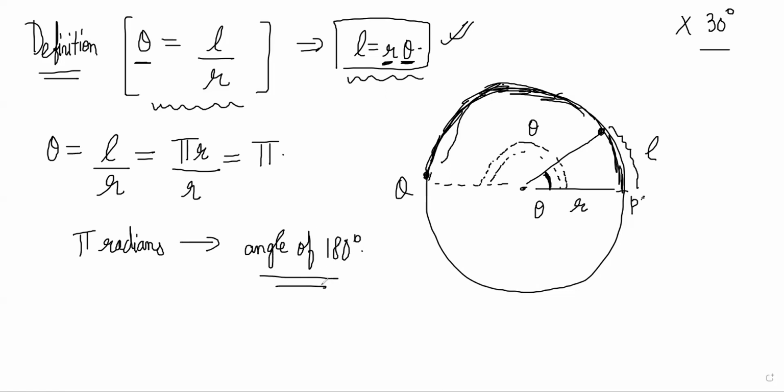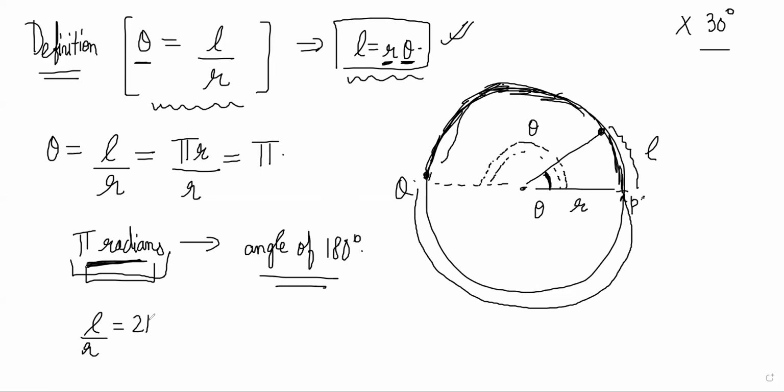Earlier we have already understood that this angle was 180 degrees. Now we are representing it in a different method and calling it pi radian. Are you understanding what I'm saying? Yes, understood. Similarly, if you took the point Q and brought it all the way to the point P again, it will now be the full circle. So L by R would be equal to 2 pi R by R, so you'll get 2 pi as your angle. So 2 pi radian is 360 degrees.